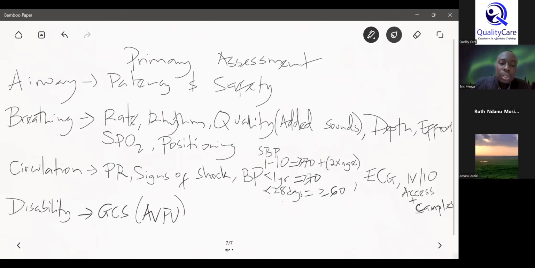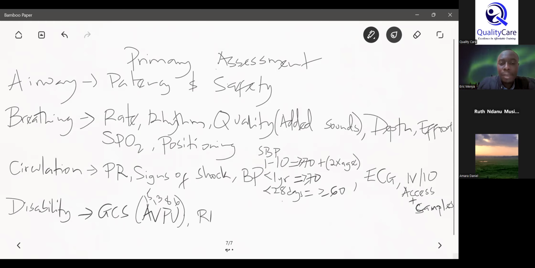Now, you can also use AVPU, but you need to know that A corresponds to a GCS score of 15, V corresponds to a GCS score of 13, P corresponds to a GCS score of 8, and U corresponds to a GCS score of 6.